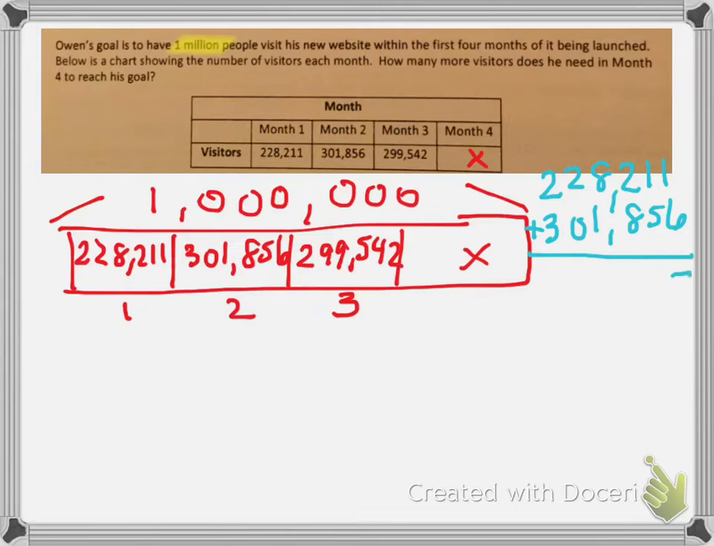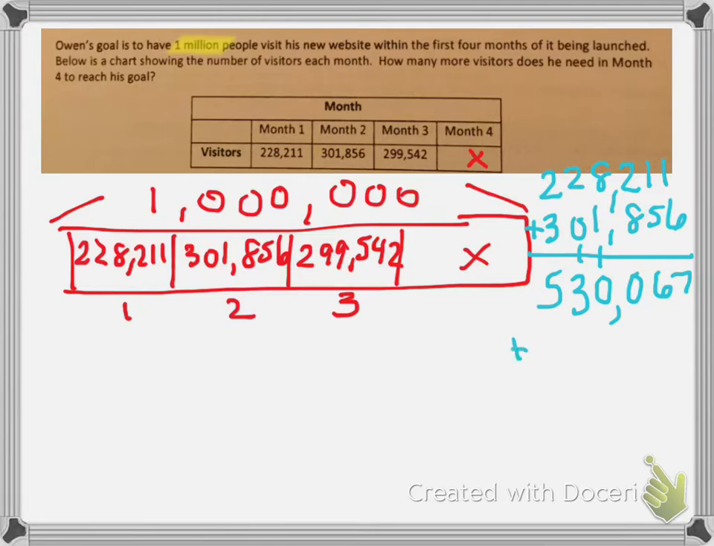1 plus 6 is 7. 1 plus 5 is 6. 2 plus 8 is 10. 8 plus 1 is 9, plus 1 more is 10. 2 plus 1 is 3. 2 plus 3 is 5. Okay, that's those two numbers, months 1 and 2, put together.